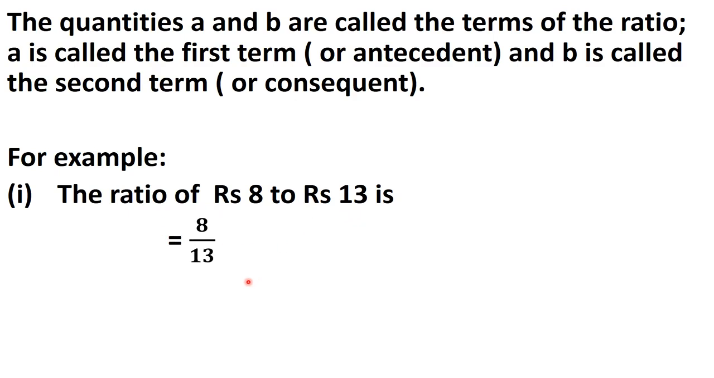As I told you, we have to divide A upon B. So it is 8 upon 13. And 8 upon 13, we can also write it as 8 is to 13. This is in the form of ratio. As we are doing the chapter ratio, we will not leave it in the form of fraction. Okay, we will convert it in the form of ratio. So it is 8 ratio 13.